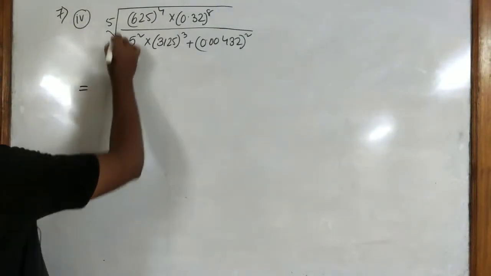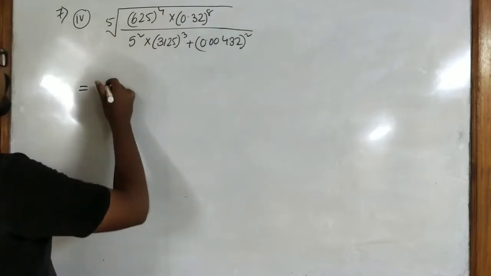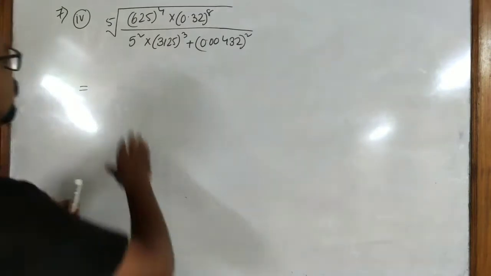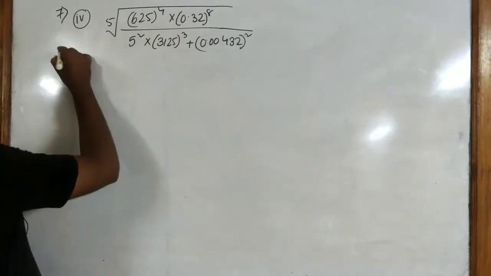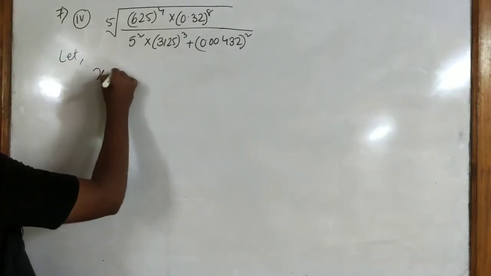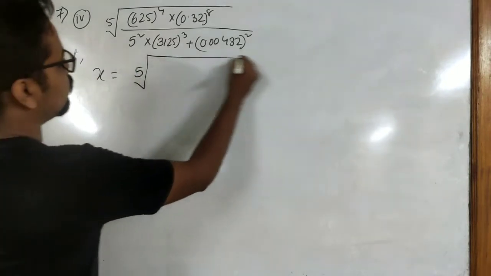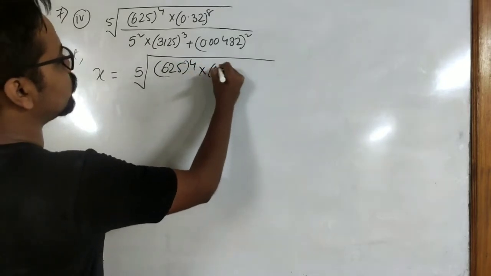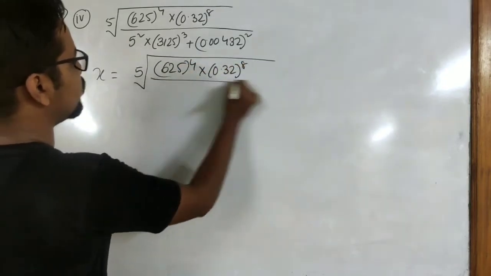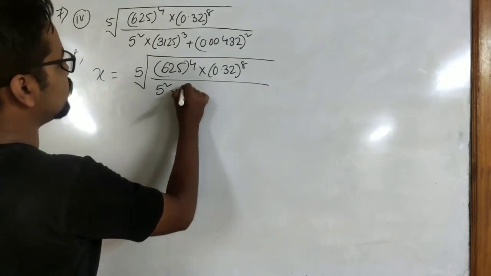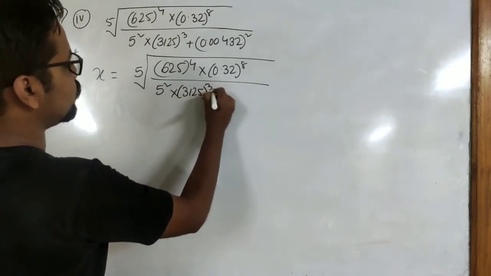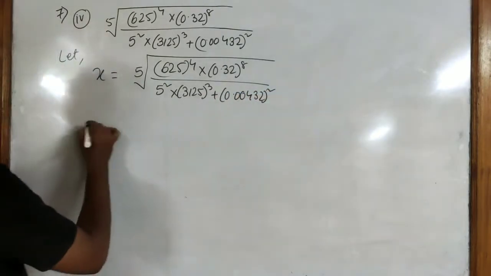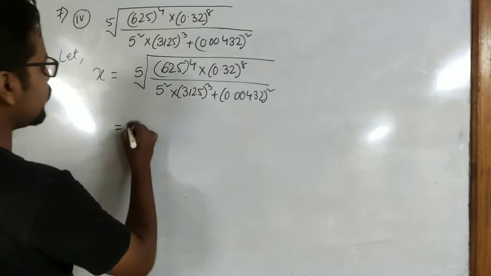How do we do it? What does root 5 mean? Power will be 1 to the power this, okay? So we are going to find the values. Let x equal to the fifth root of 625 to the power 4 into 0.32 whole to the power 8, over 5 square into 3125 whole cube plus 0.00432 whole square. So what are we going to get?